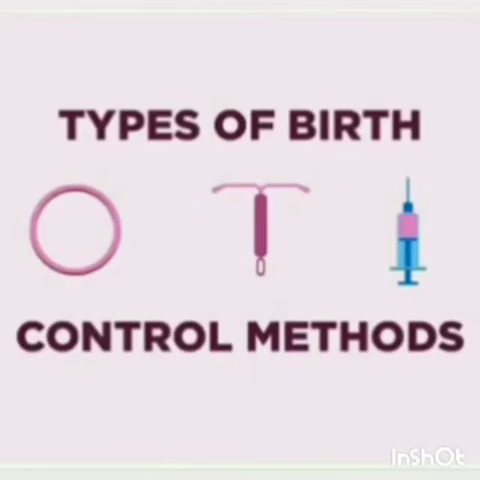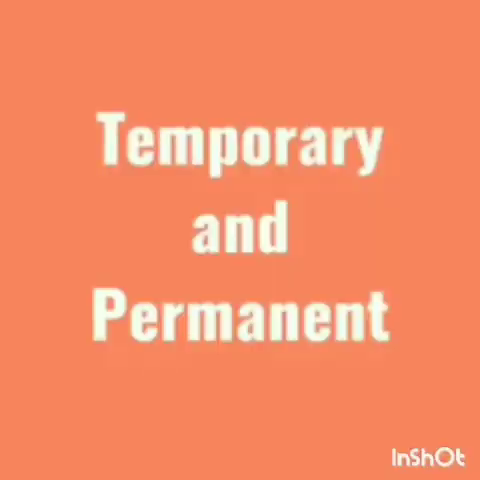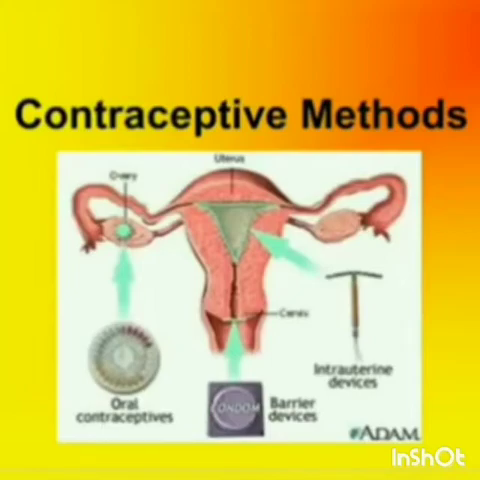What is birth control method? The voluntary use of contraceptive procedures to prevent fertilization or prevent implantation of the fertilized egg into the uterus is termed as birth control. There are two types of contraceptive methods. They are temporary and permanent birth control. And we will see the contraceptive methods in detail.